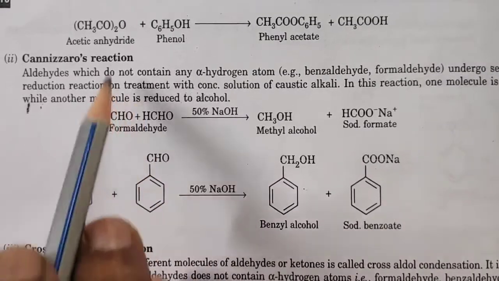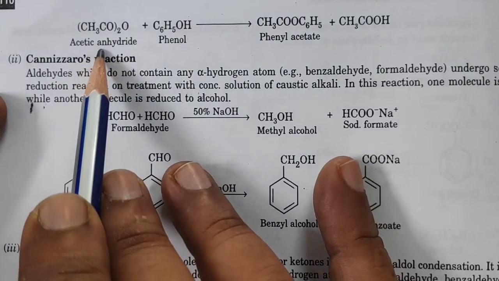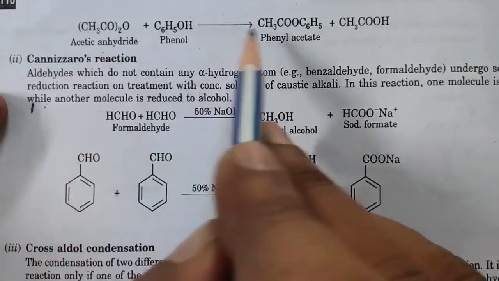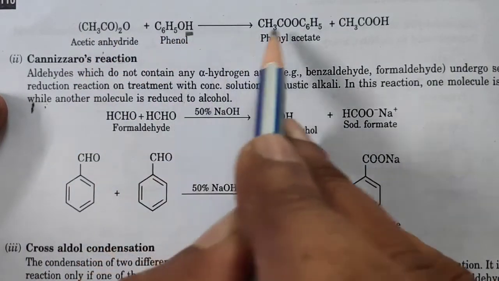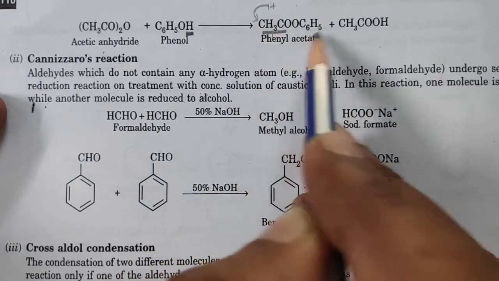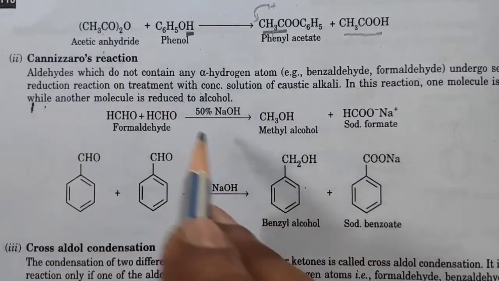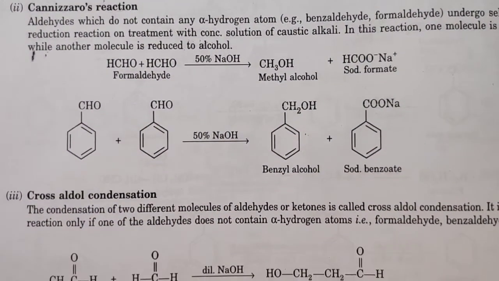In the first, there was acetylation where we saw acetyl chloride as acid chloride. This is acid anhydride. So the CH3CO group will be substituted for the H, and instead of H it is being substituted, and another acetic acid will be formed from this. Okay, understood? Now Cannizzaro.